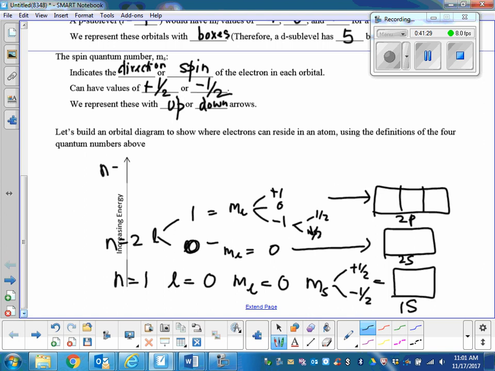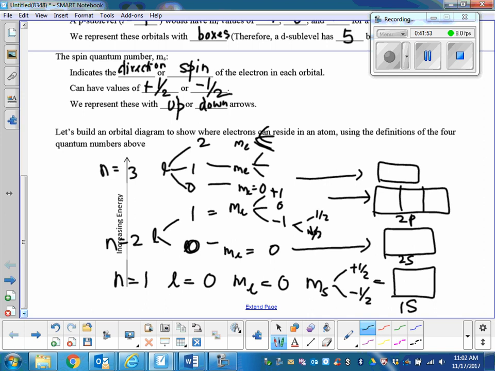When n equals 3, L values can be 0, 1, 2. For L equals 0, ML is only 0. For this, ML can be what? Plus 1, 0, minus 1. For this, ML can be 5 different numbers. Is that right? And this gives us the 3s orbital, the 3p orbital, and the 3d orbital. Does that make sense? That's how we get them in the first place. We've been doing it backwards. Does that make sense? Somehow kids, if we do it backwards, seem to understand it. But it's actually from the solution that we write the orbitals. Does that make sense?